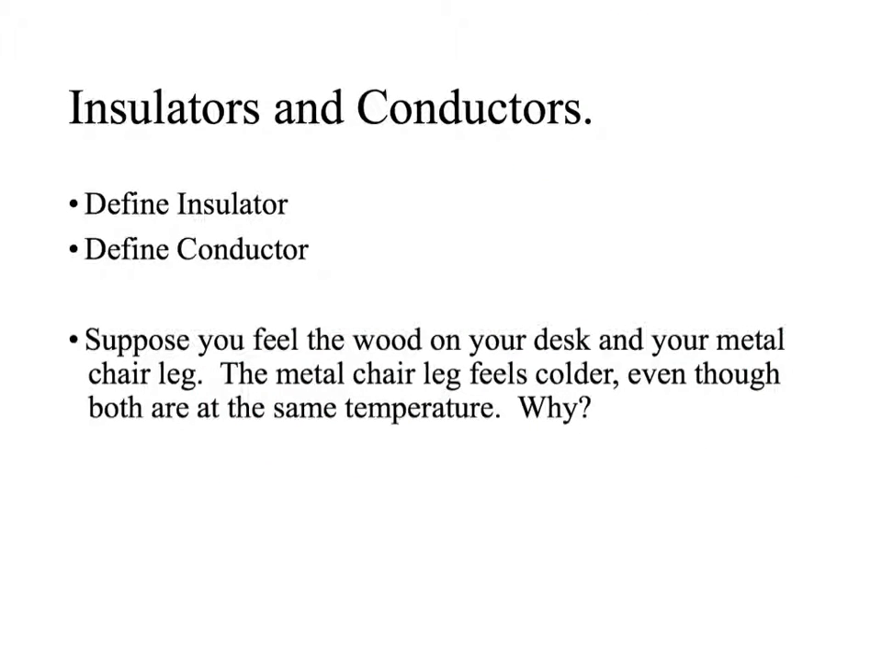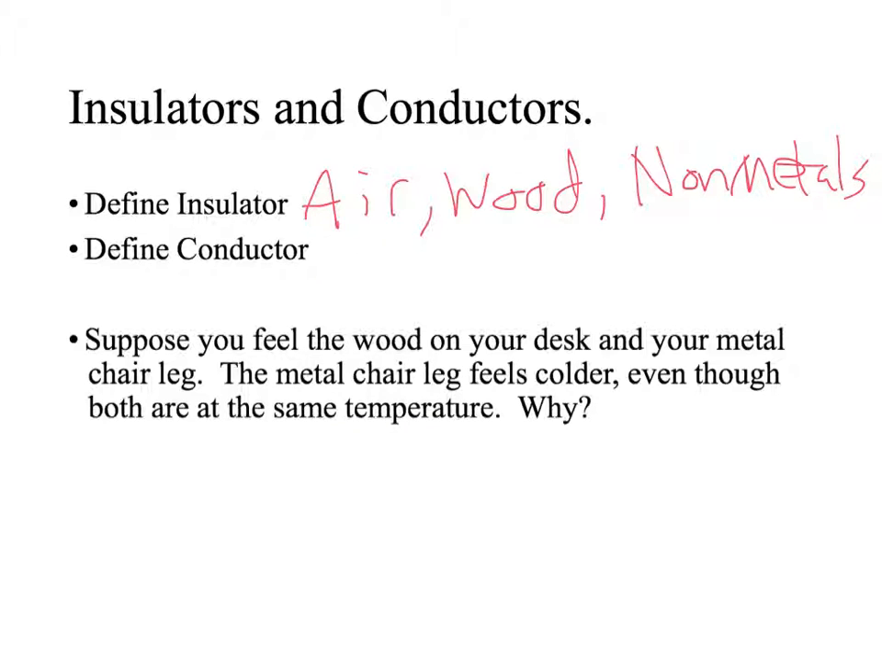What's the difference between an insulator and a conductor? An insulator is something that does not allow heat to go through it very easily. Examples of insulators are air, wood, things that don't have free electrons like nonmetals. That's an M. A conductor is something that does allow heat to transfer very easily, and a very good example of a conductor of heat is metal. Insulators and conductors of heat are often insulators and conductors of electricity as well.